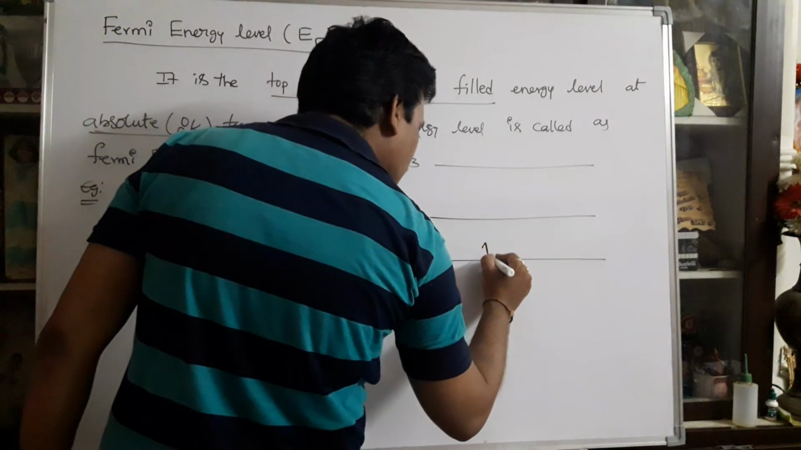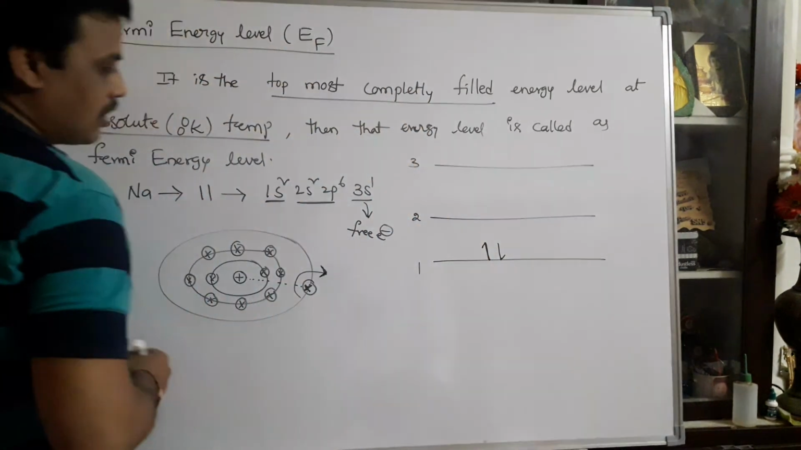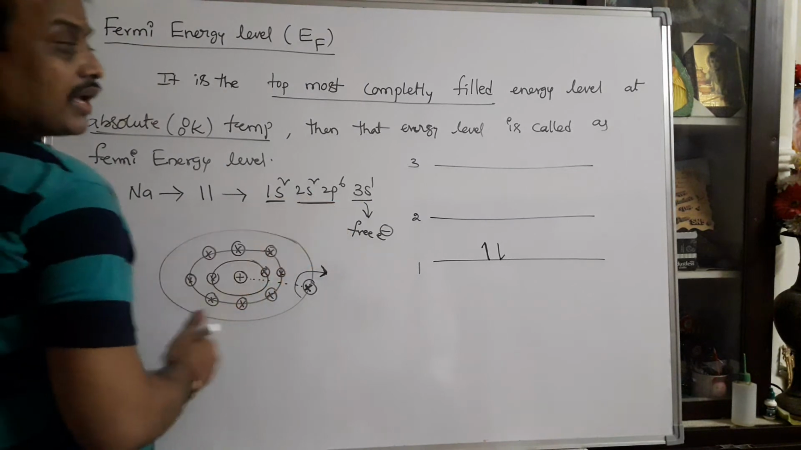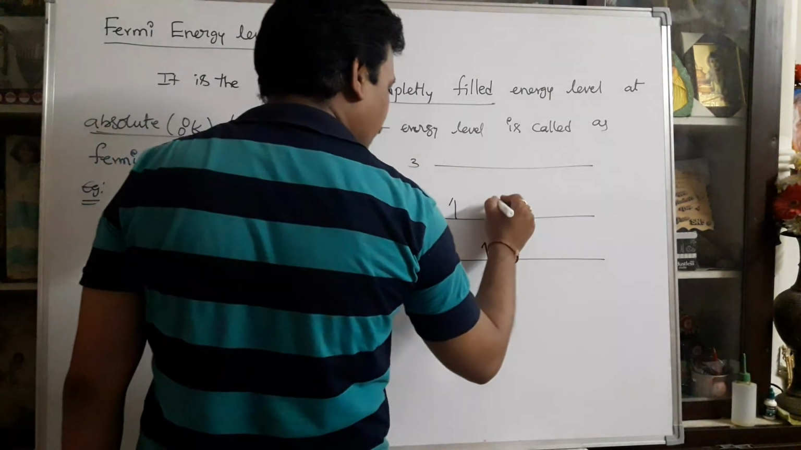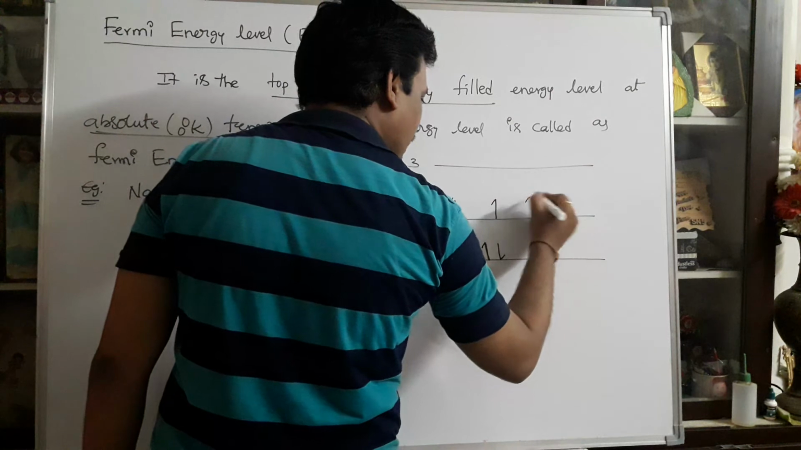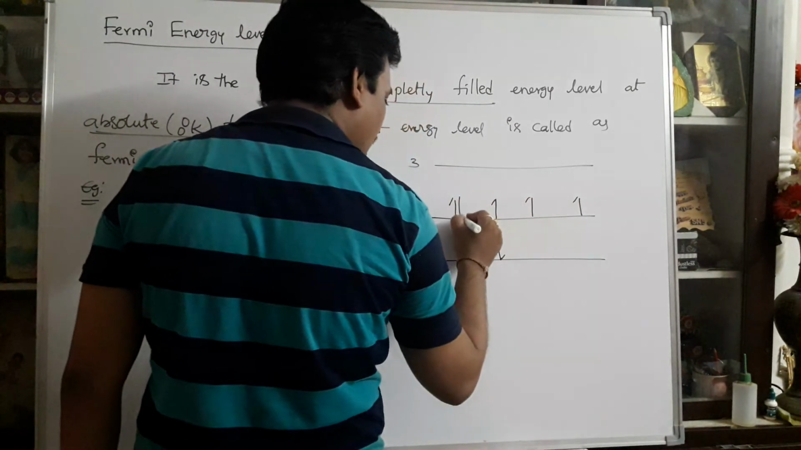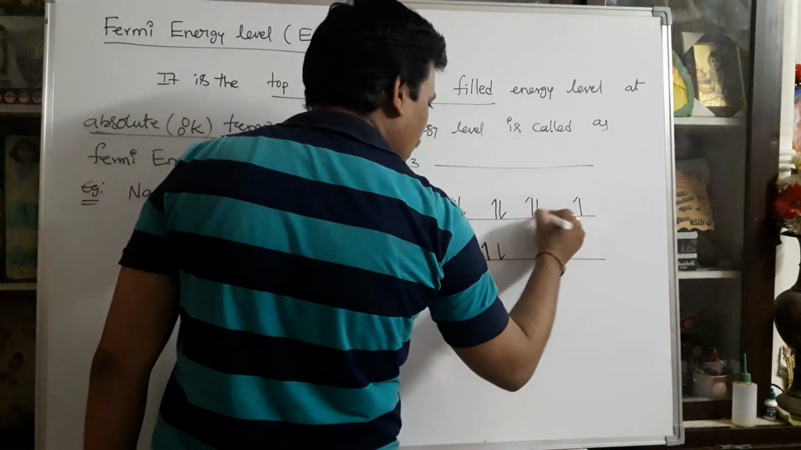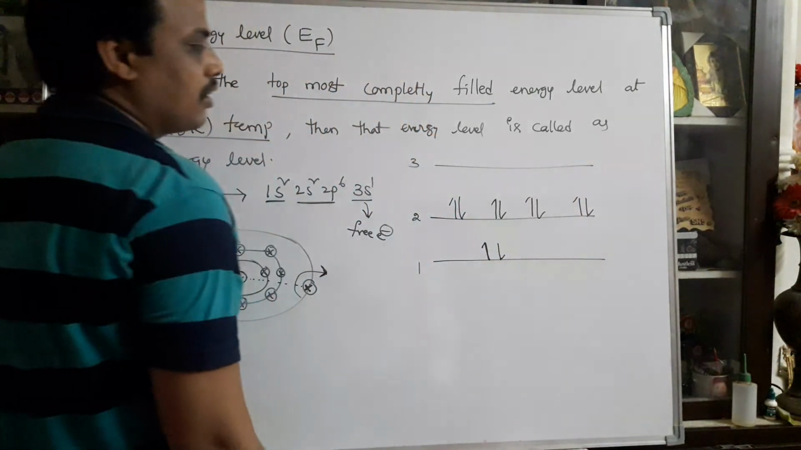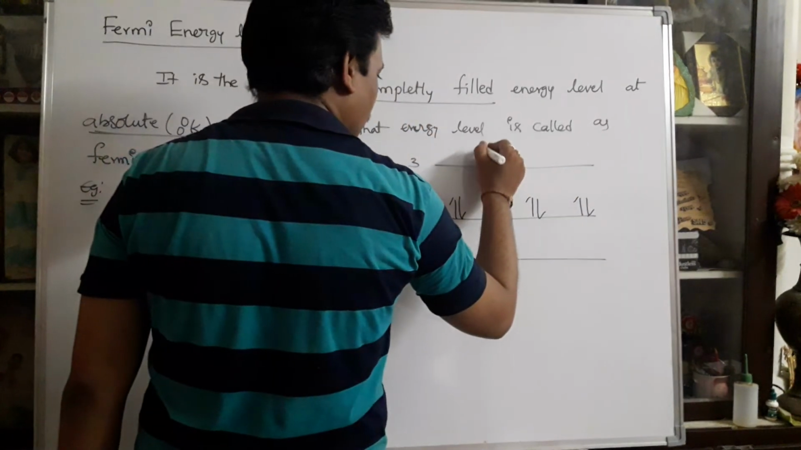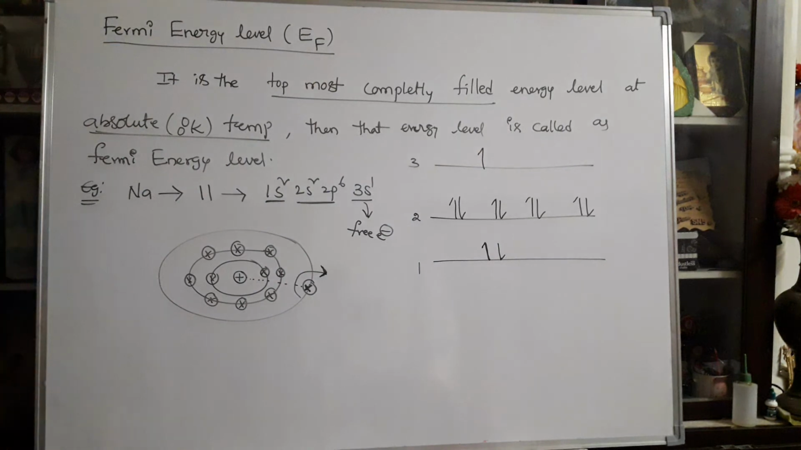So one is clockwise direction, another one is anti-clockwise. In the second orbit, how many electrons? 8 electrons. First you fill the clockwise direction electrons, after that anti-clockwise. So totally 8 electrons are filled in the second state. So this is the energy level diagram.